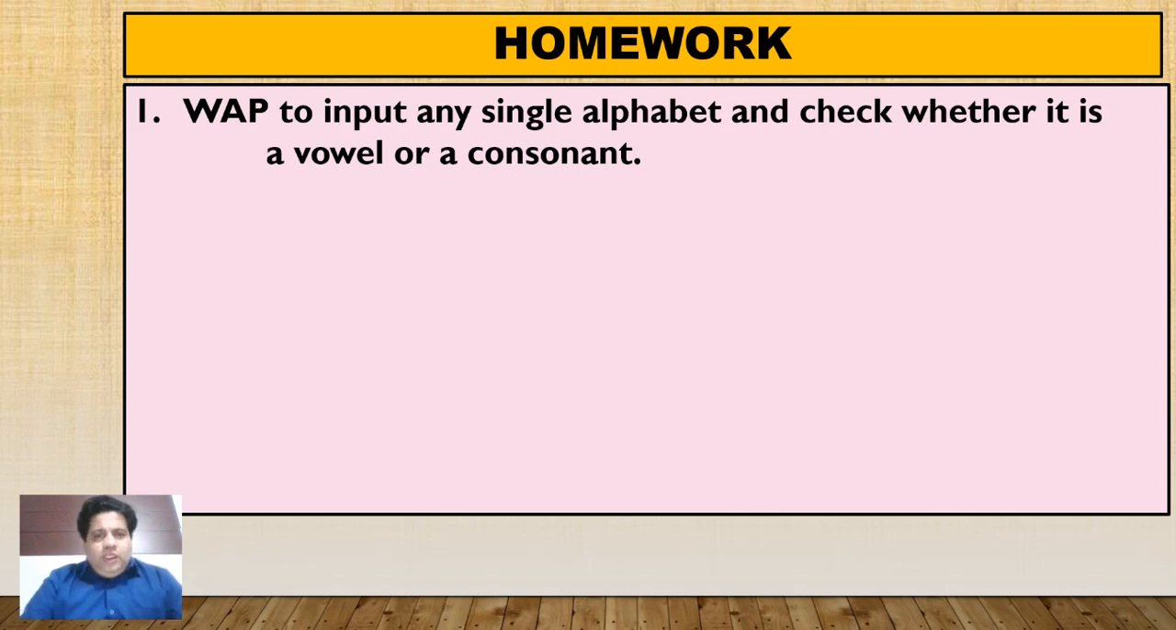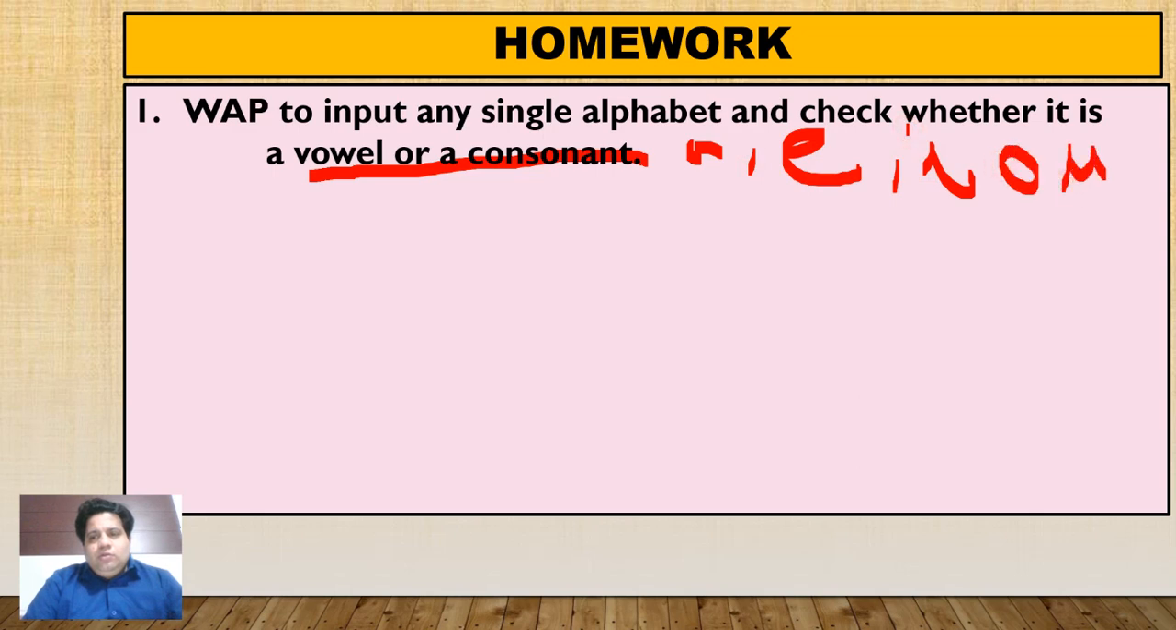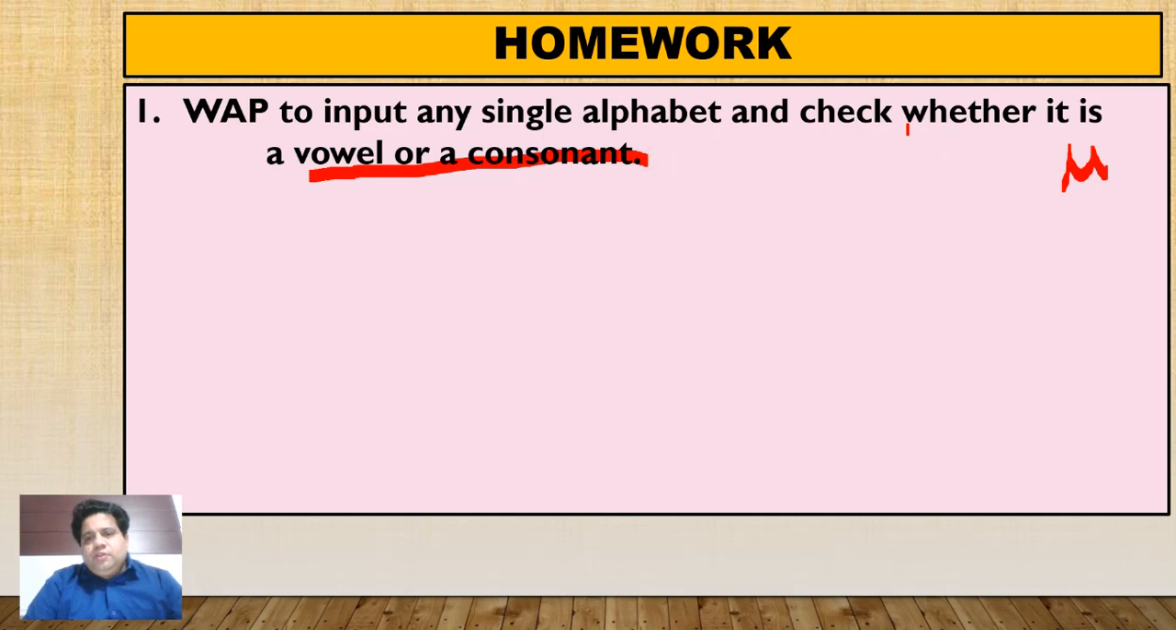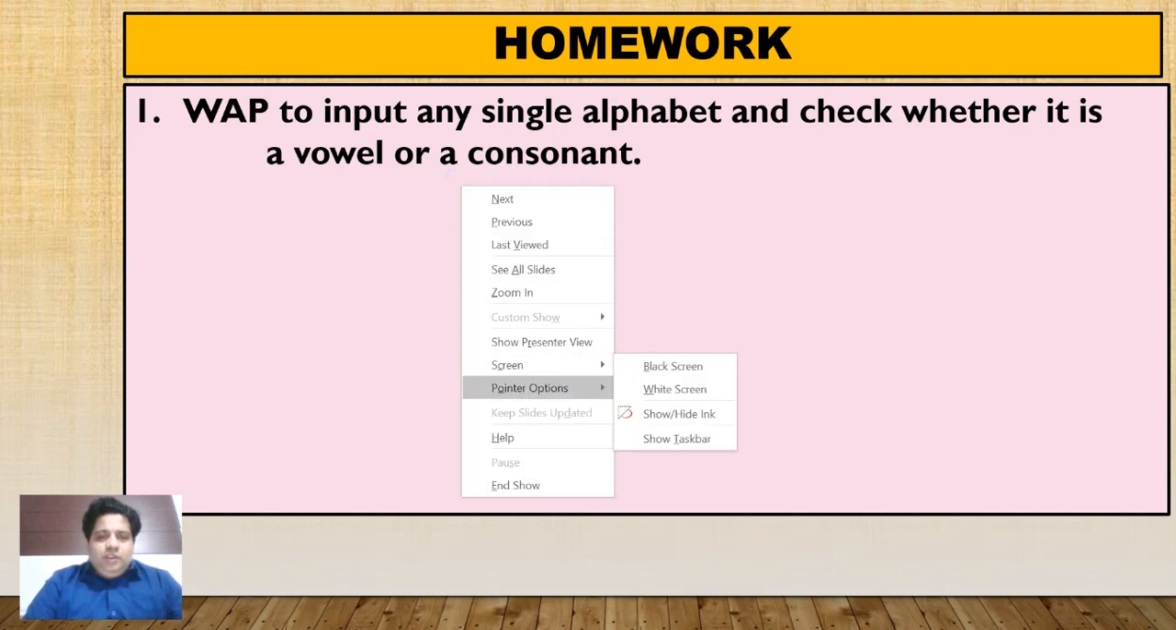Now you all know there are 5 types of vowels. Only 5 vowels are there: A, E, I, O, U. So there are 5 vowels. So you have to check, input any single alphabet and check whether it is a vowel or a consonant.